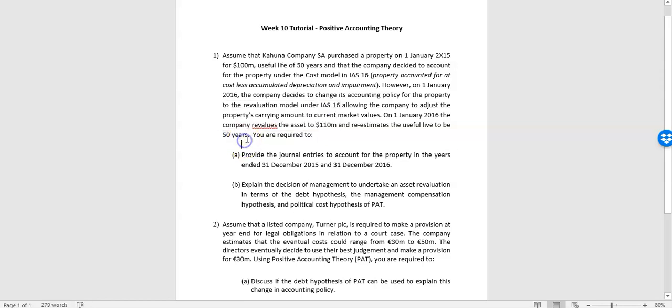If they didn't tell you anything about the new useful life, you would assume the useful life was 49 years. 50 years at the start, 1 year used up, so it would be 49. But the fact that they've told us here it's 50 years, we use that as the basis instead.